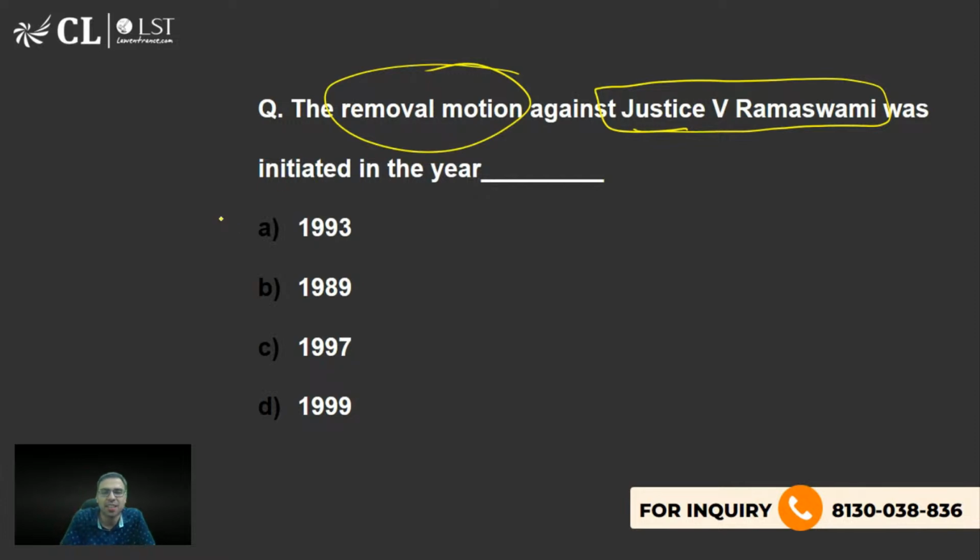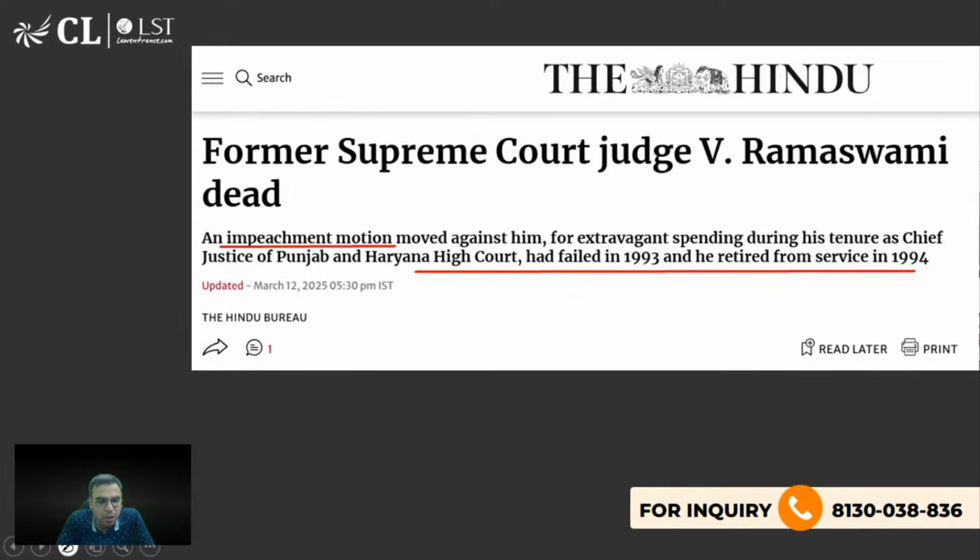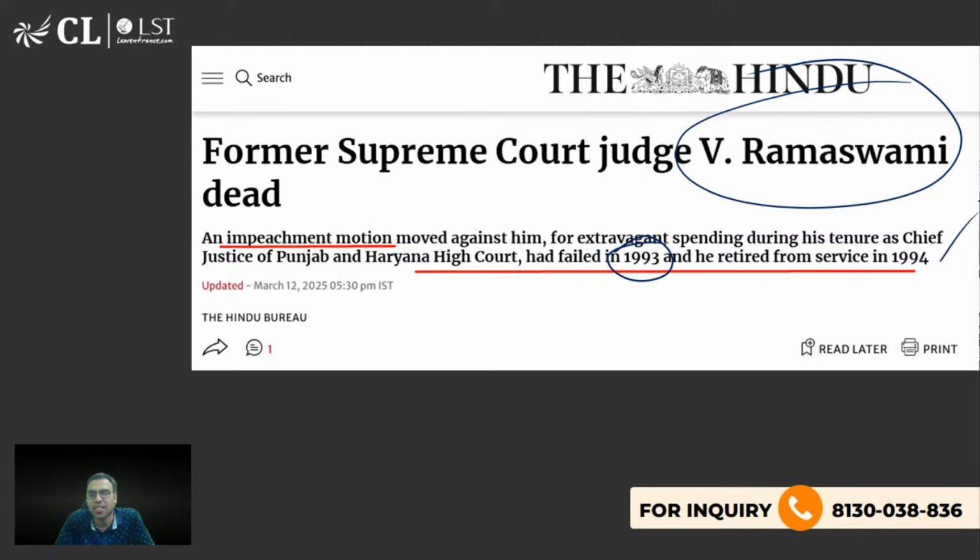The right answer is A. 1993 is the right answer to this question. The former Supreme Court Judge Justice V. Ramaswamy has died. So the removal process started against him in the year 1993 and he retired from the service in 1994. Look, here it is written impeachment motion.